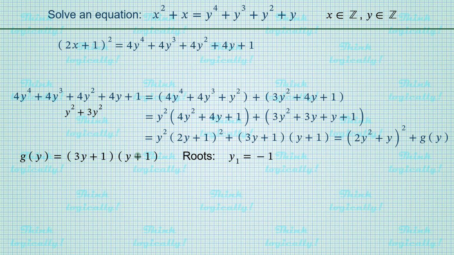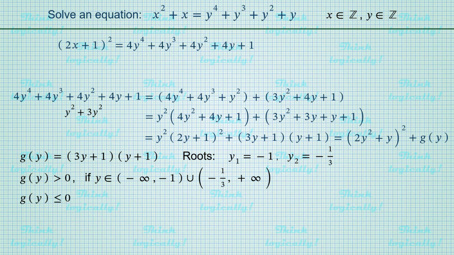y sub 1 equals negative 1, y sub 2 equals negative 1/3. Therefore, g of y is positive if either y is less than negative 1 or y is more than negative 1/3, and g of y is non-positive if y belongs to the closed interval from negative 1 to negative 1/3.